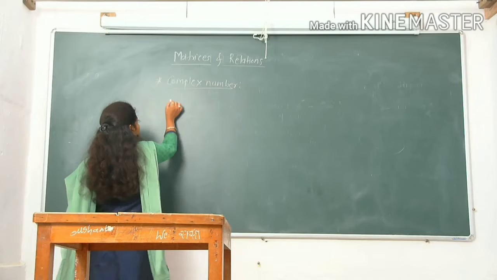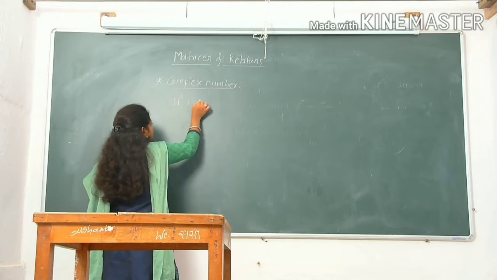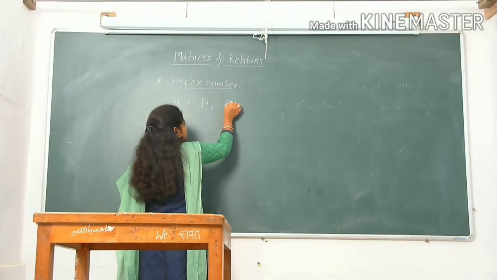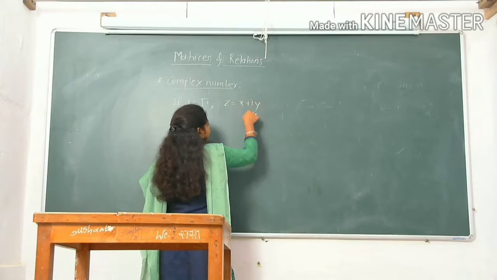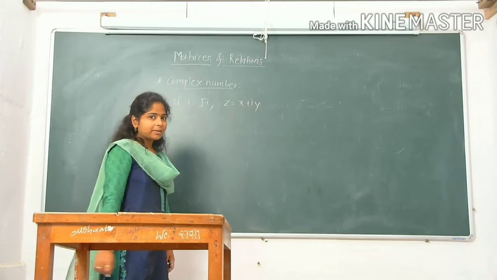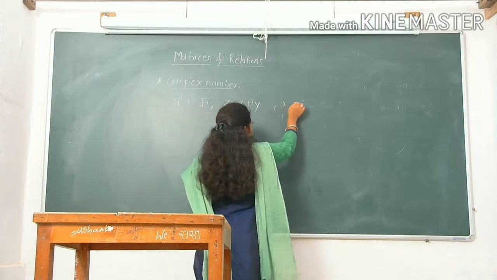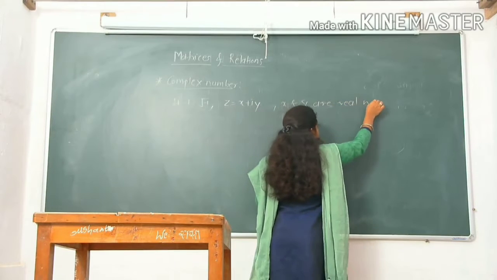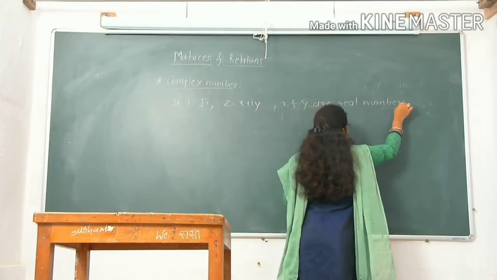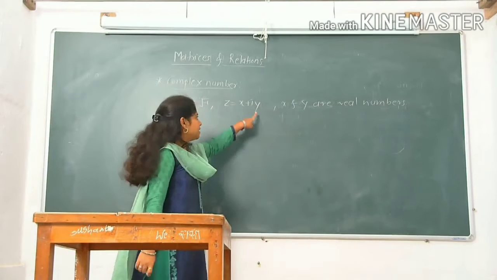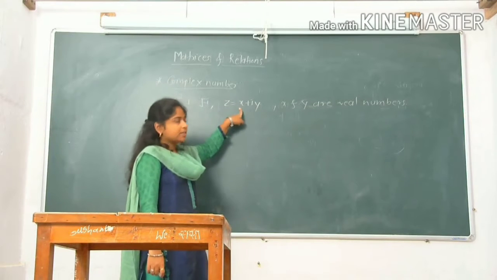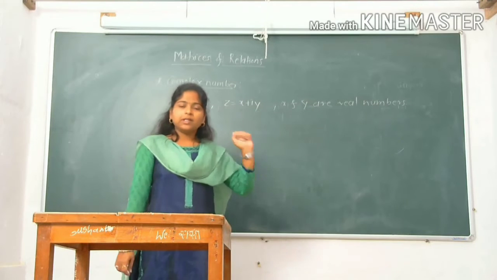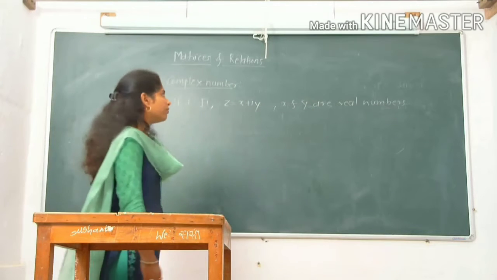If i is equal to square root of minus 1, then the number z is equal to x plus iy is called a complex number, where x and y are real numbers. This x is called the real part of the complex number and y is called the imaginary part of the complex number. Now we define the conjugate of a complex number.